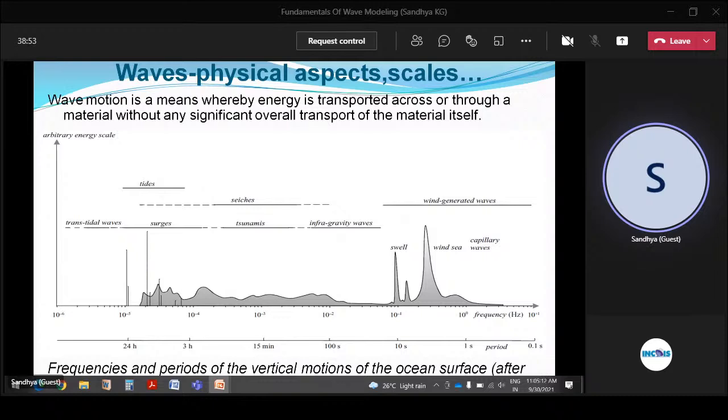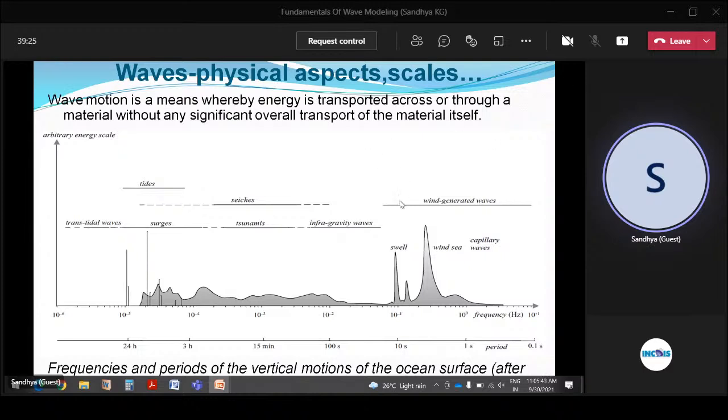related things. So this is coming to the physical aspects and scales. Wave motion is a transport of energy through a material without any significant transport of the material itself. So this is the famous diagram by Munk. Here there are different kinds of waves. You can see, depending on the y scale is the energy, an arbitrary energy scale, and x scale is the frequency scale or the period.